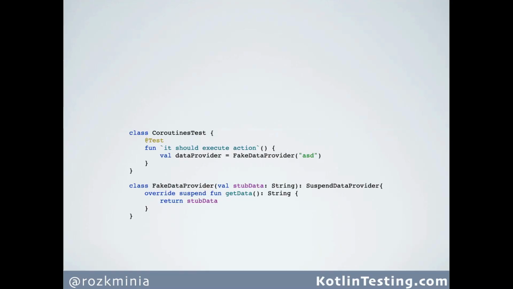And there is, of course, another solution for mocking suspend functions. We could just create a simple fake instead of relying on a framework. We can implement that interface if it's convenient for us and implement the given suspend function with our stubbed data.